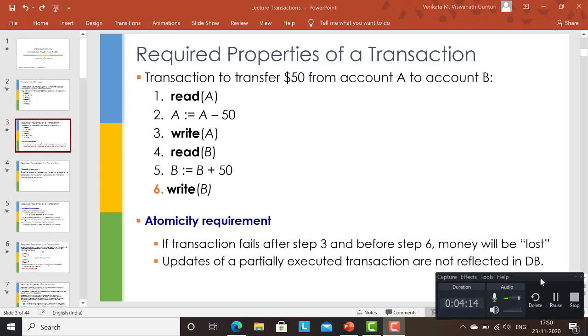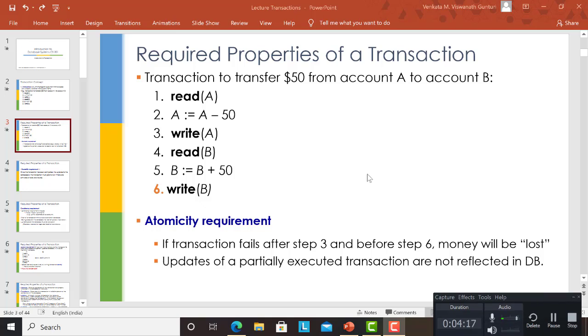Now let's see what kind of properties we should have in our system so as to give some level of sanity guarantee. The first thing is what we call in database terminology the atomicity requirement. Atomicity requires that a transaction such as this, where you're taking $50 from here and depositing it there, either executes completely or does not execute at all.